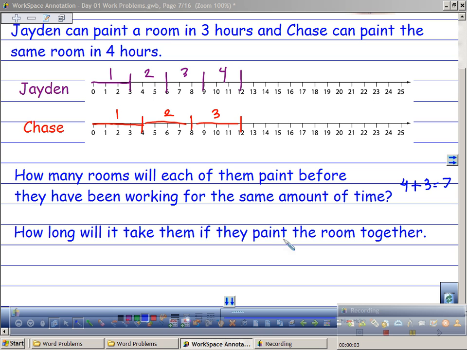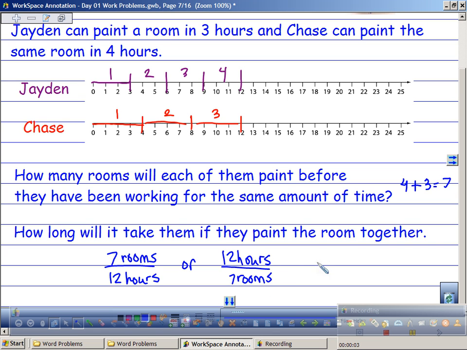How long will it take them if they paint the room together? So they're just painting 1 room together. So we're going to take 7 rooms in 12 hours, or 12 hours to paint 7 rooms.